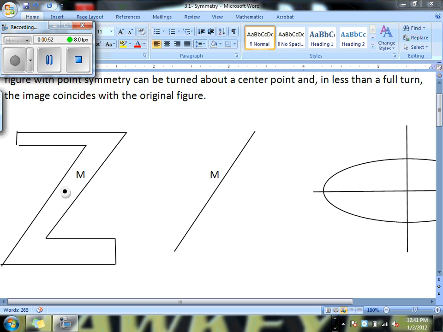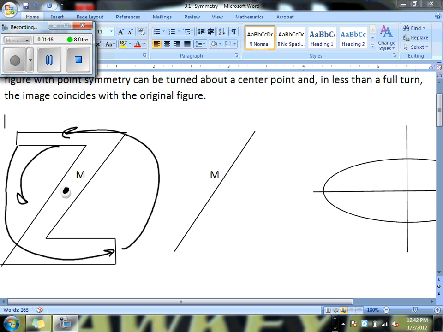And if I rotated about this point M, if I rotated everything, like this was a knob on the top or a lid, and I spun it this way, right? If I turn this thing, this point would end up being the bottom of my Z, and this point would rotate and end up being the top of my Z, and we still have the same figure. So in less than a full turn, this top line right here went from here to right here. It didn't go a full 360 degrees, it went 180 degrees, right? So in less than a full turn, I still get my same shape.